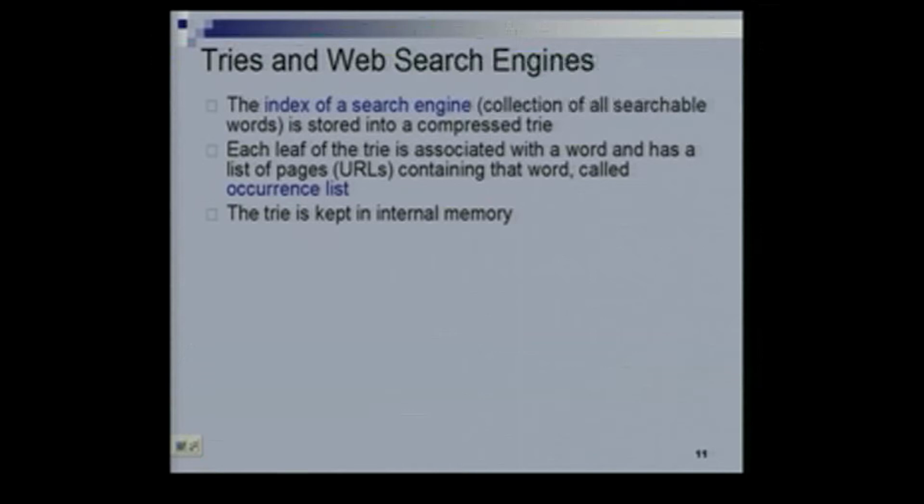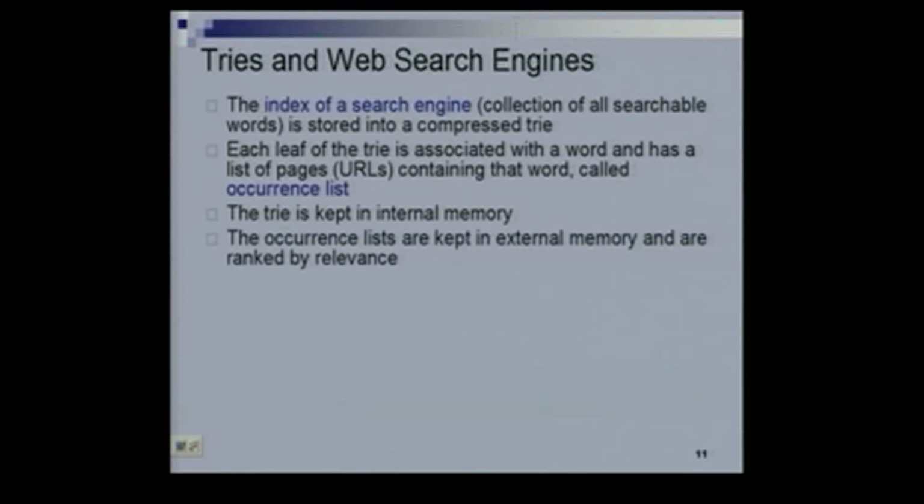The trie is kept in internal memory. The list can be very, very long. If you type a word like computer, imagine the number of URLs pages that would contain that word. So this occurrence list would be huge, right? So that's why it's not kept in main memory. It's kept on disk.